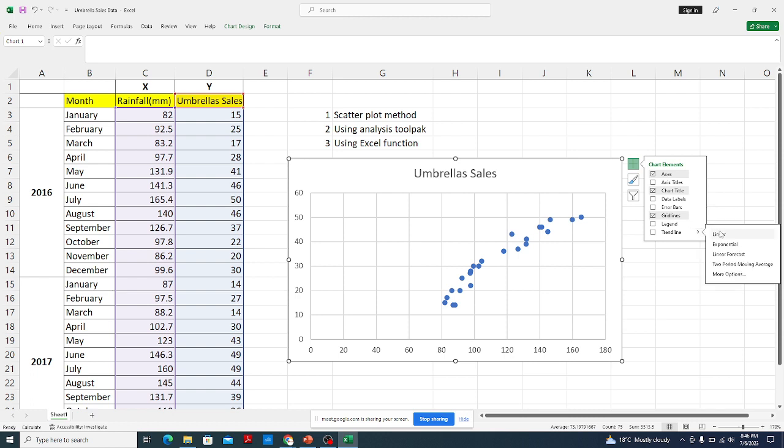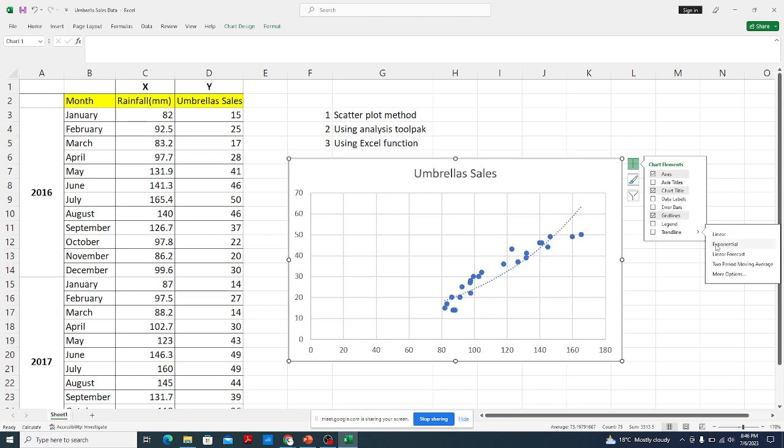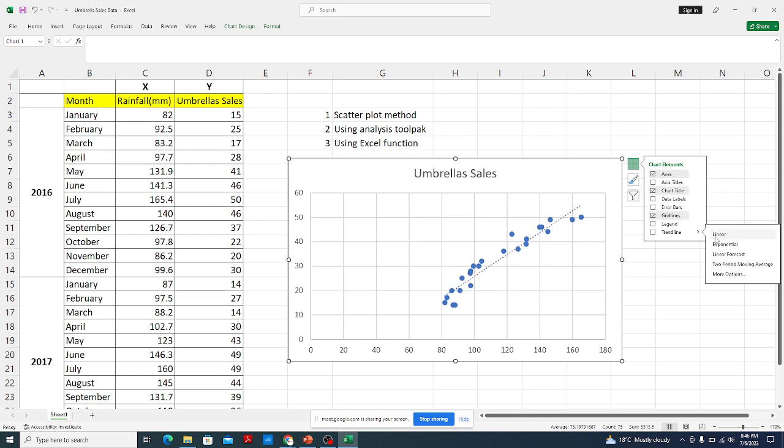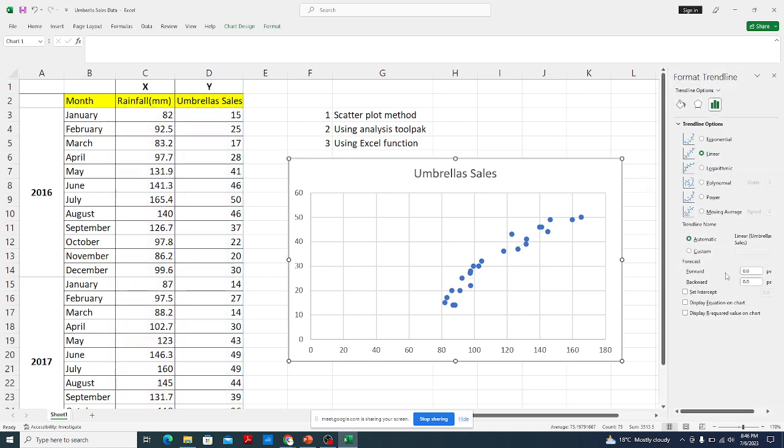For the trendline, it's up to you. But because we are talking about a linear equation, we have to use a linear trendline. So you go to More Options, and under More Options you select linear. We will need the intercept, or the equation on the chart, and we also need to display the R squared.